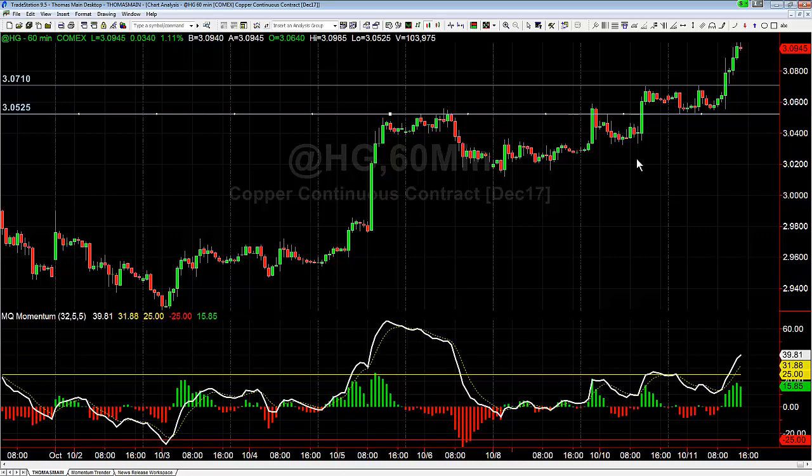The way I want to build on this concept of looking at compression and expansion is that you can trade it both counter trend and with trend. But the thing you want to keep in mind is that if you're trading with the directional trend, you have a much higher probability of it following through in your direction for a bigger run.